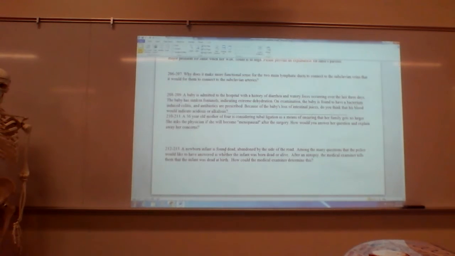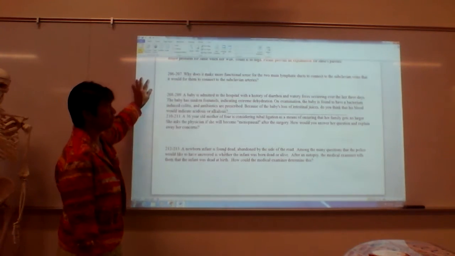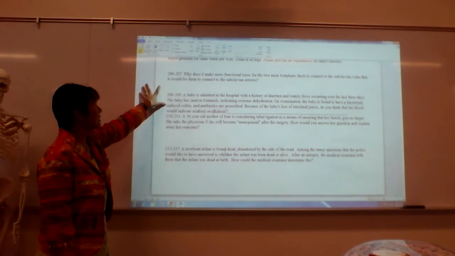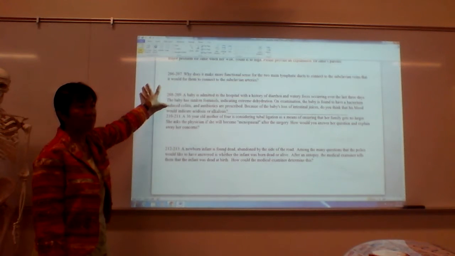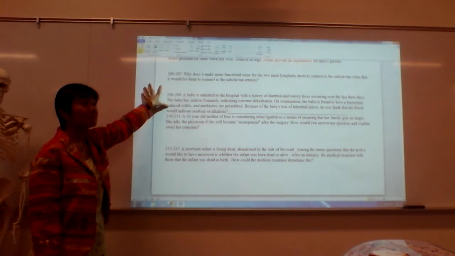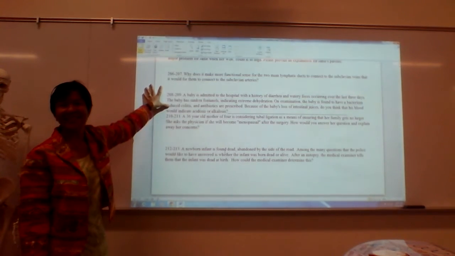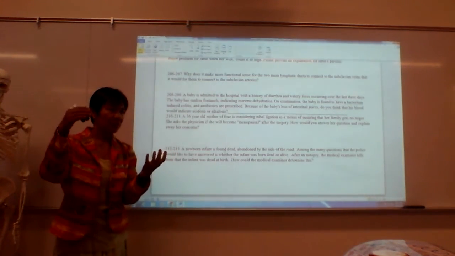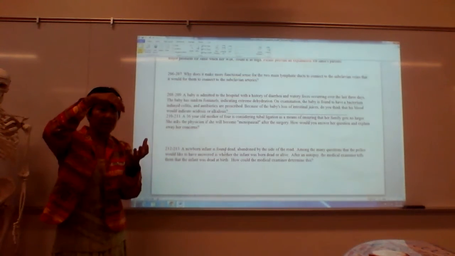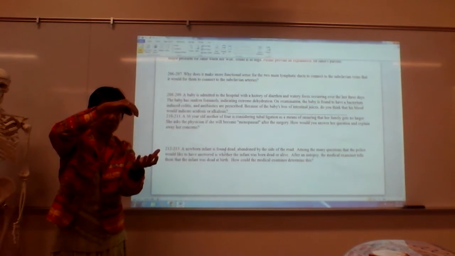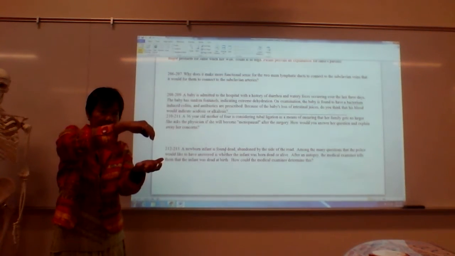Why does it make more functional sense for the two main lymphatic ducts to connect to the subclavian veins than it would for them to connect to the subclavian arteries? Because the veins take it back. Very good. The vein is low pressure. If you're dumping into the artery, it will resist that. But the vein is low pressure, so it's easier to deliver the lymph there.